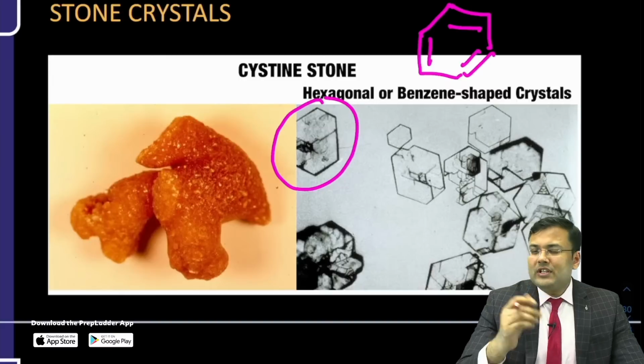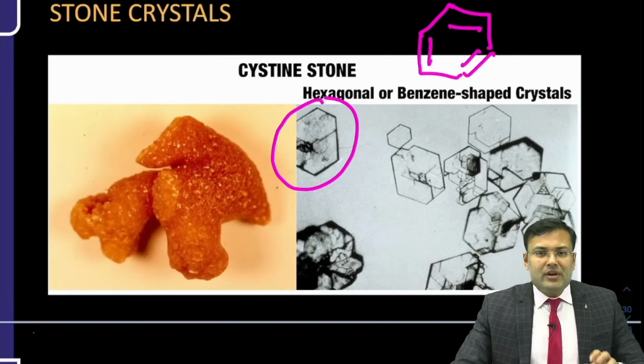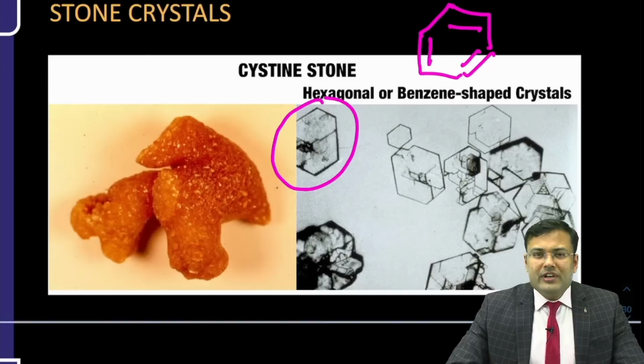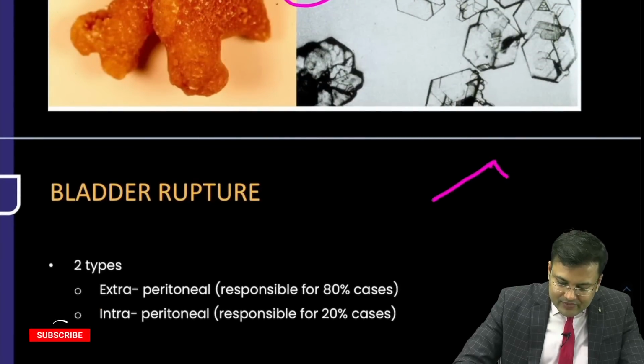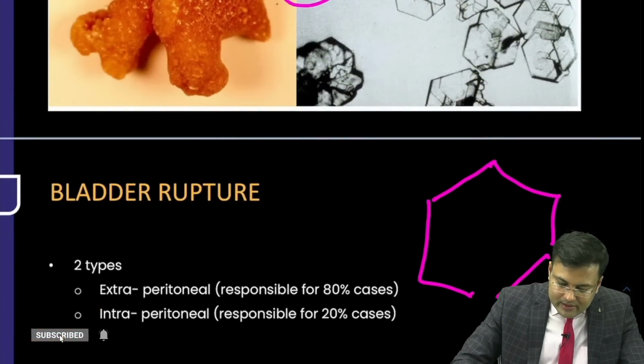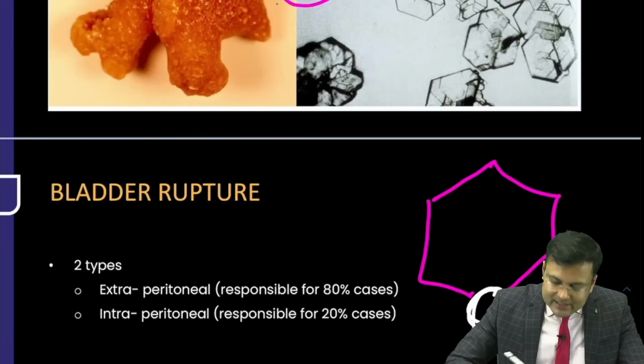After that, tell me what is the location of the bladder in the body? Urinary bladder location in the body. Where is the location of the urinary bladder? You know, it is in the pelvis. This is the abdomen. Here is the location of the bladder. It is located in the pelvis.